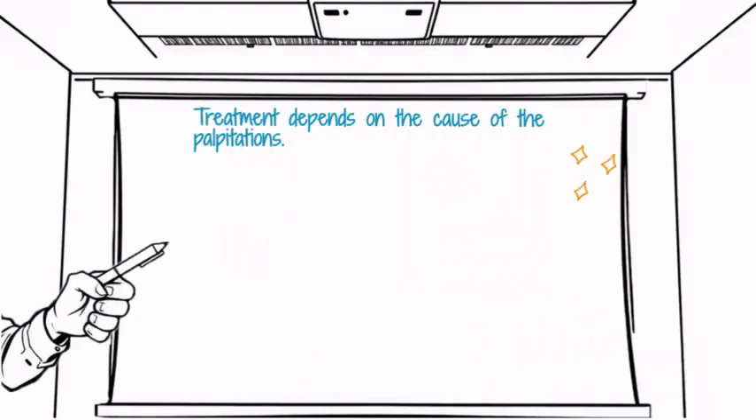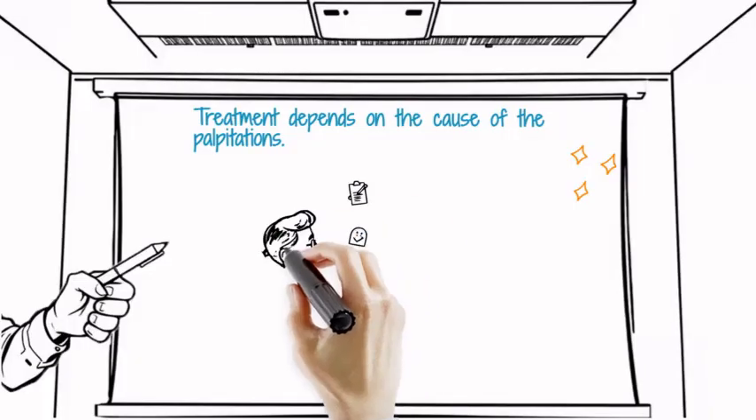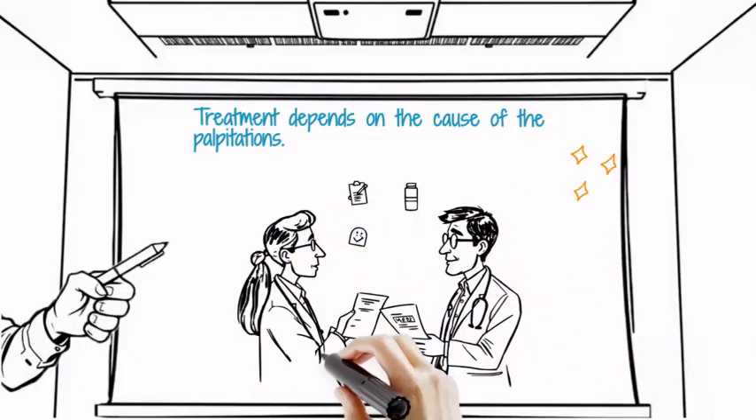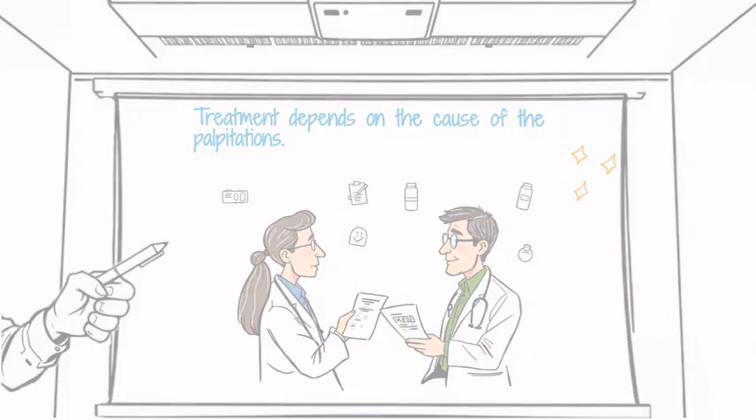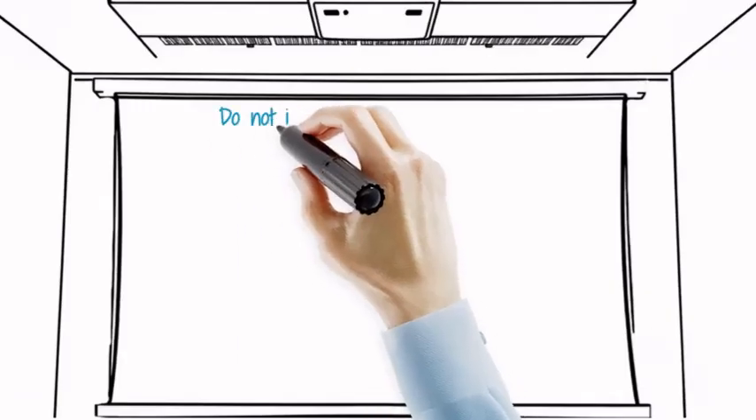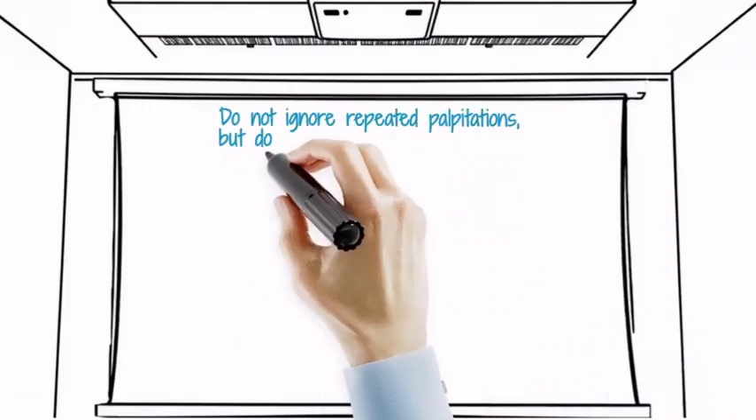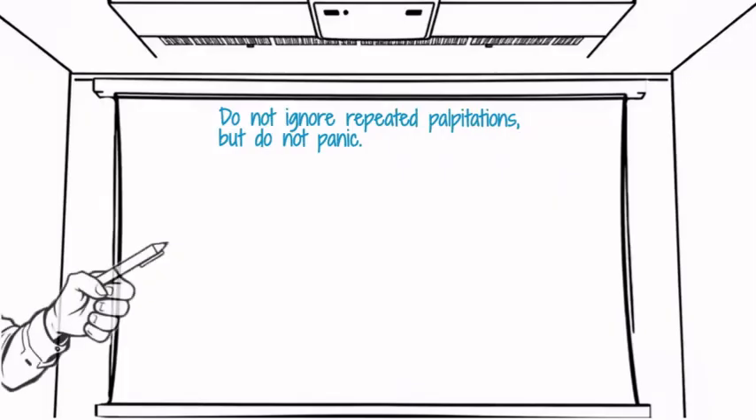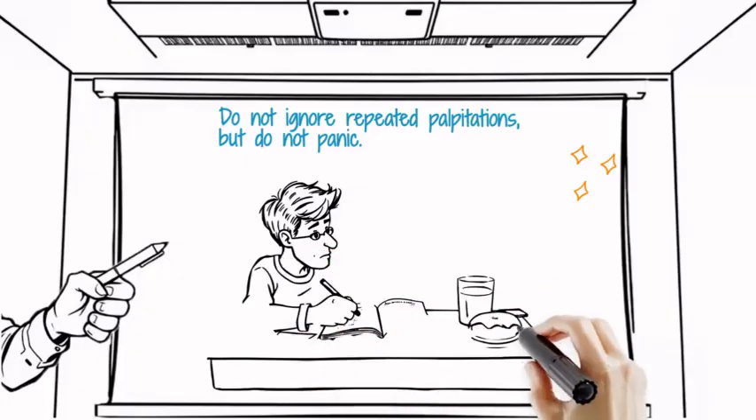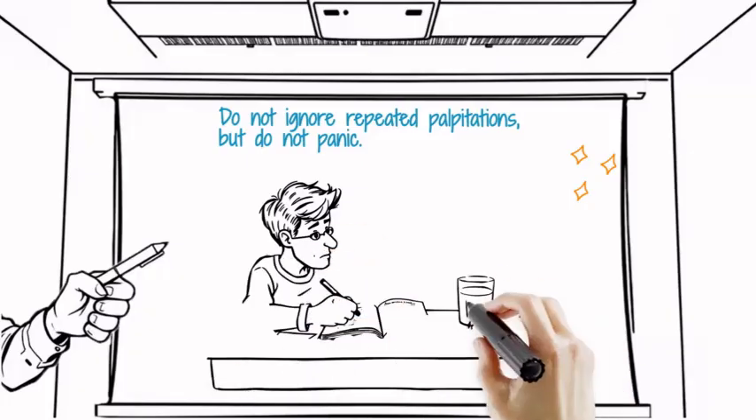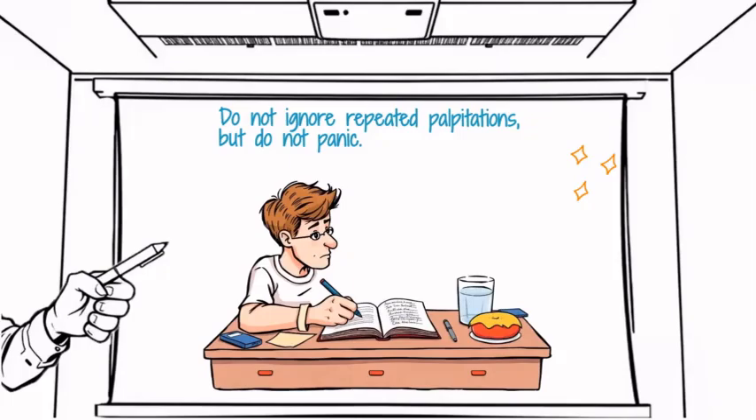Treatment depends on the cause. Sometimes the fix is as simple as reducing stimulants or treating stress. In other cases, medicine or further testing may be needed. The key is not to ignore repeated palpitations, but also not to panic every time they happen. Track when they occur, what you were doing, and what you had consumed beforehand. That information can help you and your doctor find the cause faster.